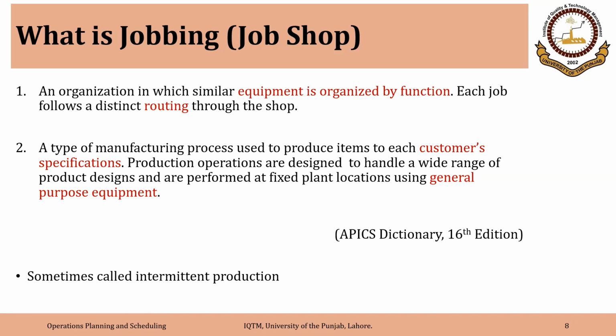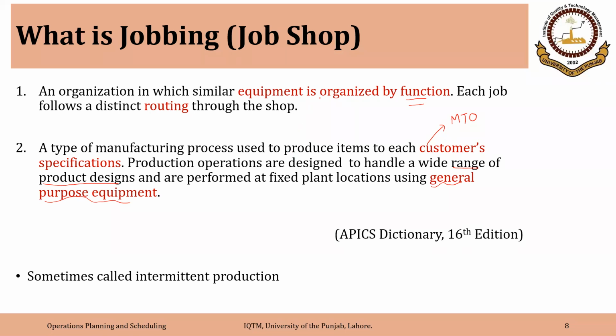Another definition is a type of manufacturing process used to produce items to each customer's specifications. So basically, job shop is an example of make to order production system. Production operations are designed to handle a wide range of product designs and are performed at a fixed plant location using general purpose equipment. So again, the equipment is general purpose and it is organized by function. And you could see that there is a wide range of product designs. That means the variety is high and volume is low. So this is the definition, in fact, two definitions of a jobbing or a job shop process.